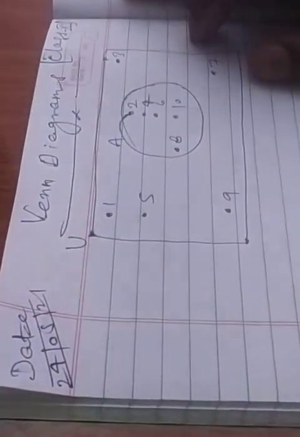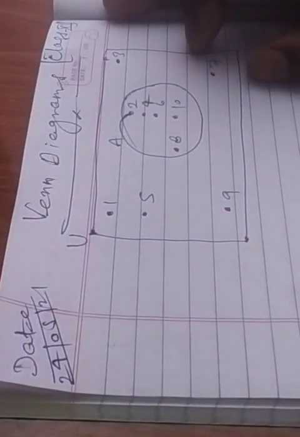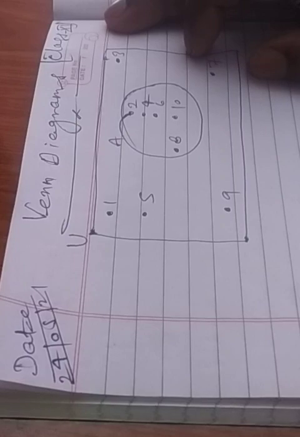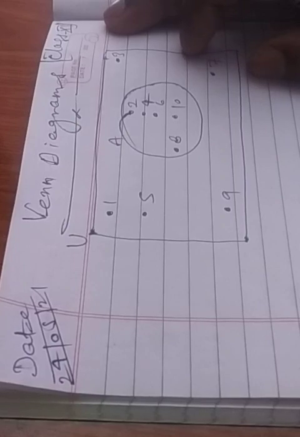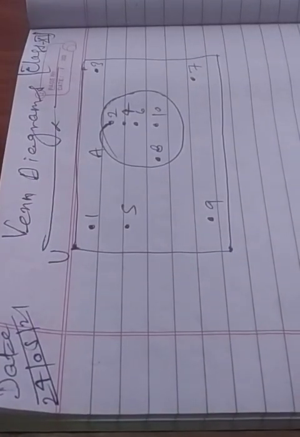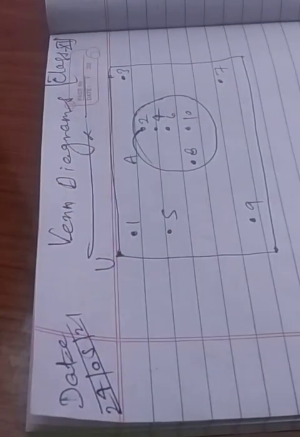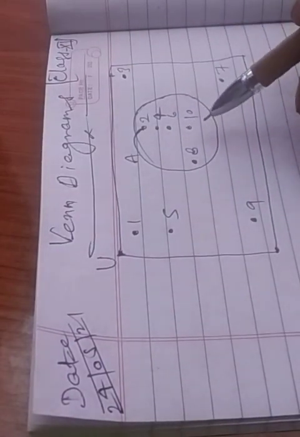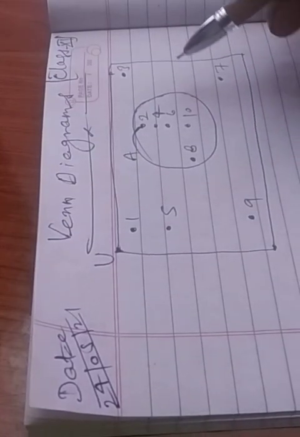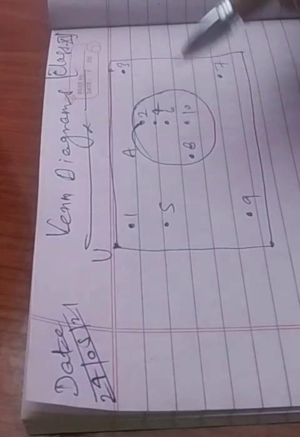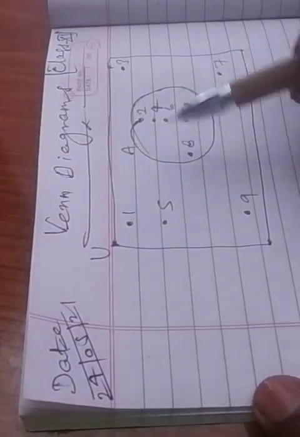I hope you have completed exercise 1.3, as we had discussed in the last video. After this, the next topic is Venn diagrams. Venn diagrams are diagrams which are represented to show the relationship between two or more than two sets with one another.